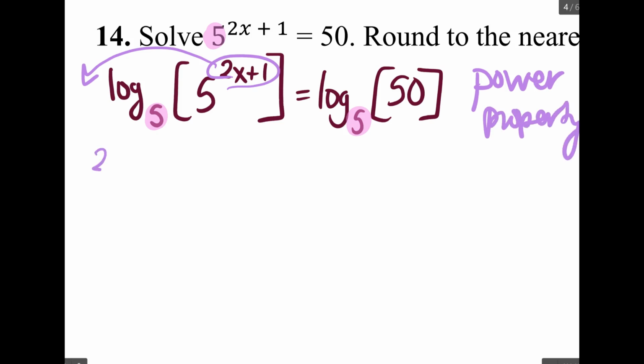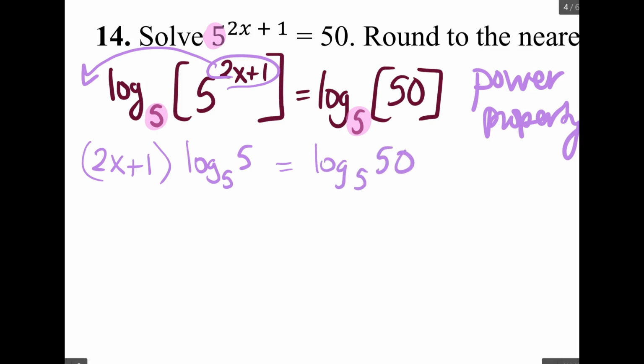All right, so I bring this out front. 2x plus 1 times log base 5 of 5. This is the whole reason I put it as log base 5 on both sides. I took each side and took log base 5 of it, because log is an operation. Let me just copy over the right side. Log base 5 of 50.